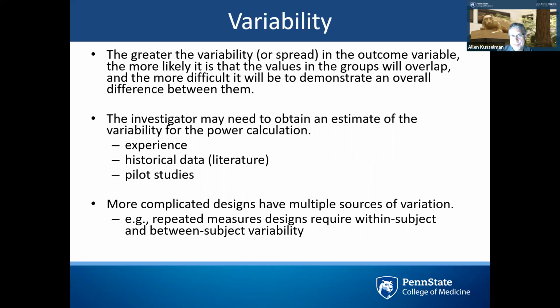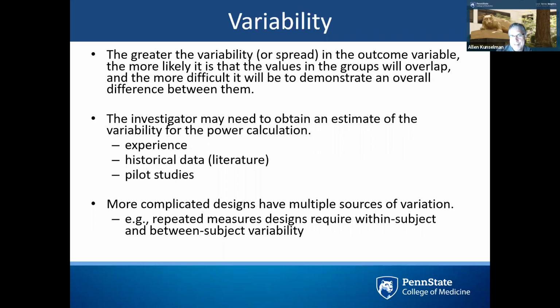And that brings in the variability. So the greater the variability or spread in the outcome variable, the more likely it is the values in the groups will overlap, and then it'll be more difficult to demonstrate an overall difference between them. So in short, the more variable your data is, the more subjects you're going to need to show a difference between your groups.